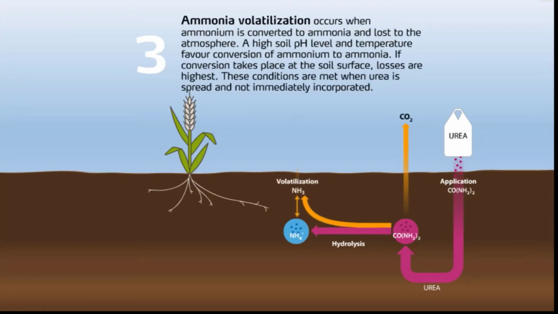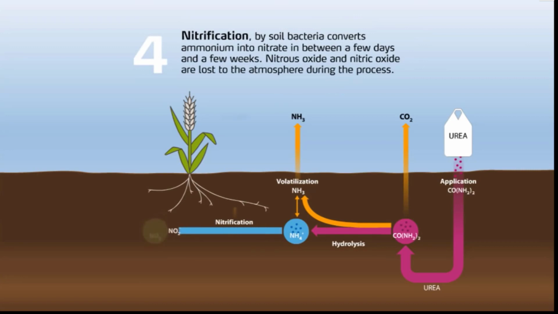Ammonia volatilization occurs when ammonium is converted to ammonia and lost to the atmosphere. A high soil pH level and temperature favor conversion of ammonium to ammonia. If conversion takes place at the soil surface, losses are highest. These conditions are met when urea is spread and not immediately incorporated. Nitrification by soil bacteria converts ammonium into nitrate in between a few days and a few weeks. Nitrous oxide and nitric oxide are lost to the atmosphere during the process.